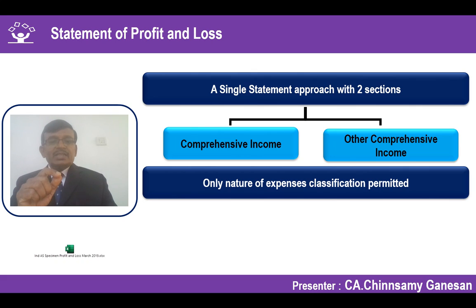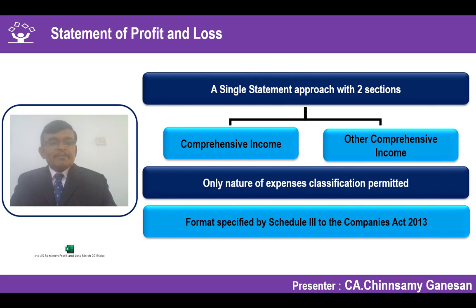That classification says nothing but you have to show based on the nature of the expenditure. For example, cost of materials consumed, changes in inventories, your employee cost, depreciation and amortization, the finance cost, all these items are nature of expenses. You have to present the financial statement only based on nature of expenses classification. Again, Ind AS 1 is not prescribing the format of the financial statement. Schedule 3 to the Companies Act prescribes the format. For Ind AS companies, it's Division 2 of Schedule 3.